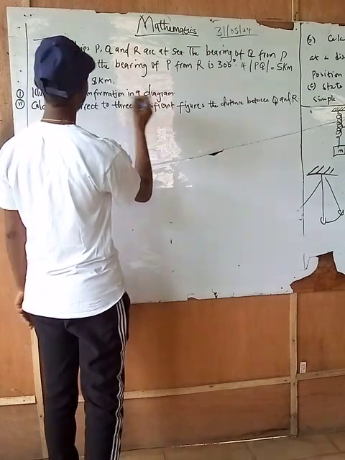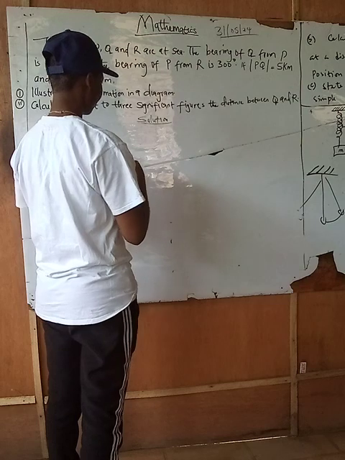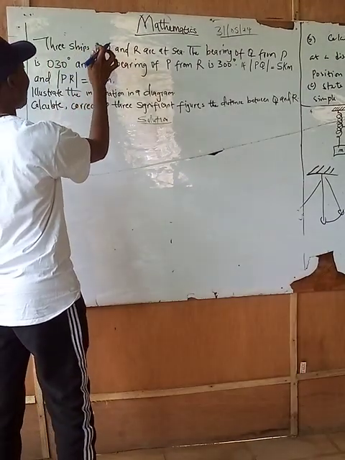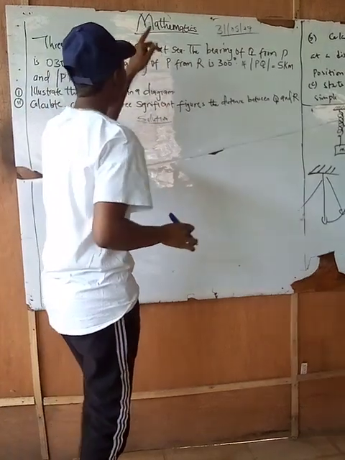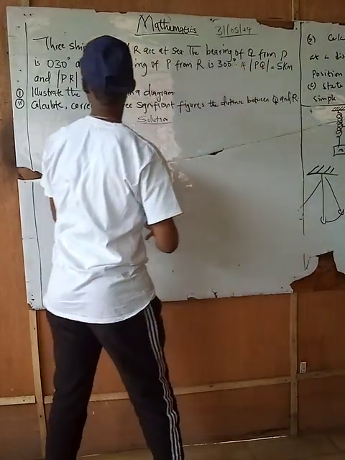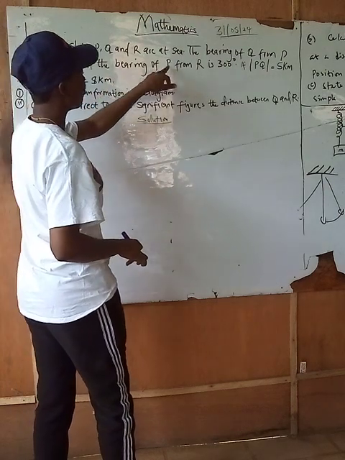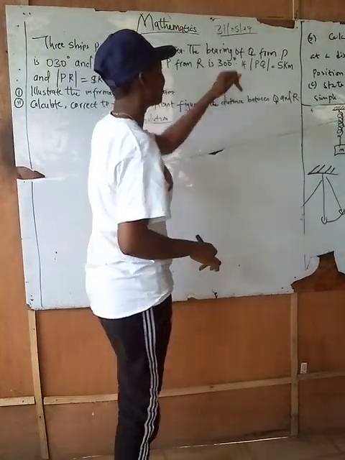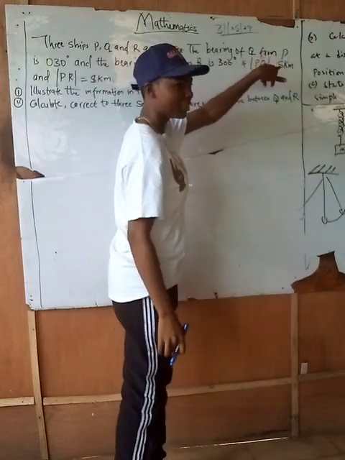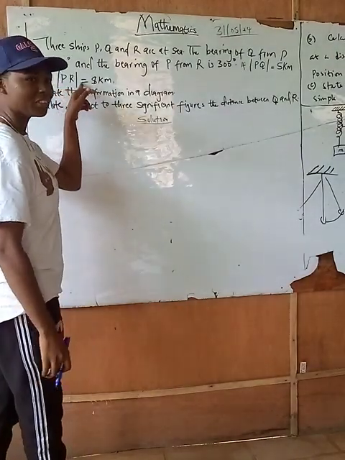Now, okay, solution. The question said, three ships P, Q, and R are at sea. The bearing of Q from P is 030 degrees, and the bearing of P from R is 300 degrees. Now, if PQ is equal to 5 kilometers and PR is equal to 8 kilometers.